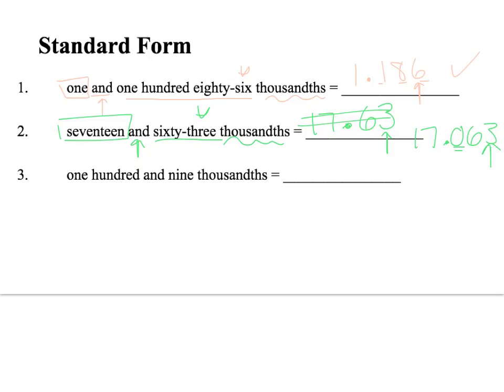Example 3 reads 100 and 9 thousandths. So here again to the left we have our whole number. Our whole number is 100, so you write 100. The word "and" is going to be a decimal point, and then we have 9 thousandths. So 9 should be in the thousandths place. Well, if the thousandths place is 3 over, 9 is going to fall there. That means we must fill in 2 zeros for this to be accurate.